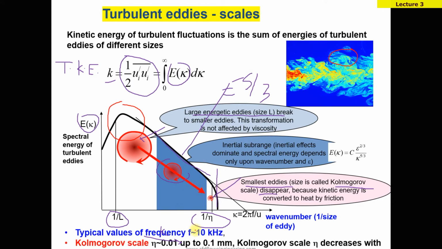Kolmogorov scale will depend on the viscosity of the fluid and dissipation rate. And the size of the smallest eddy increases with increasing Reynolds number.